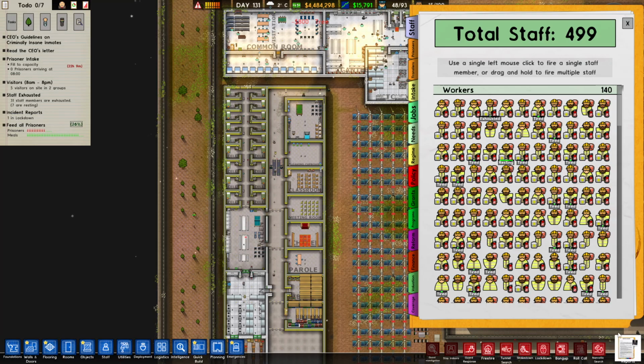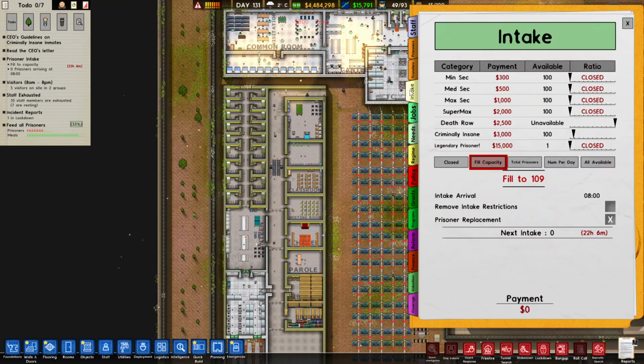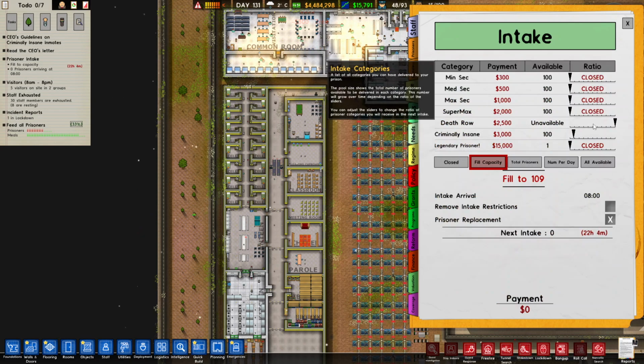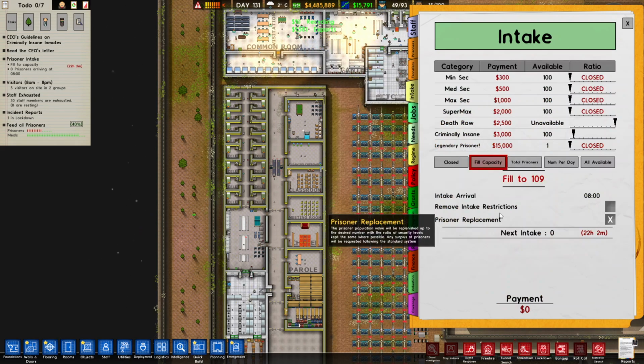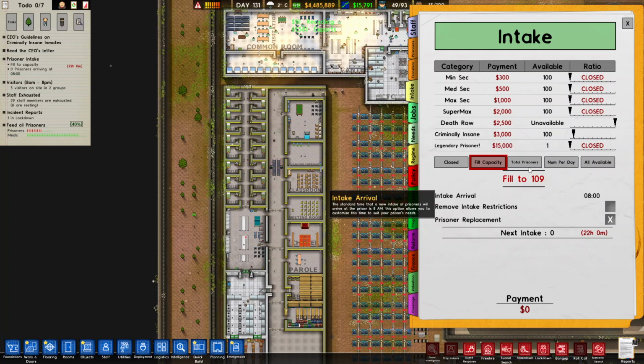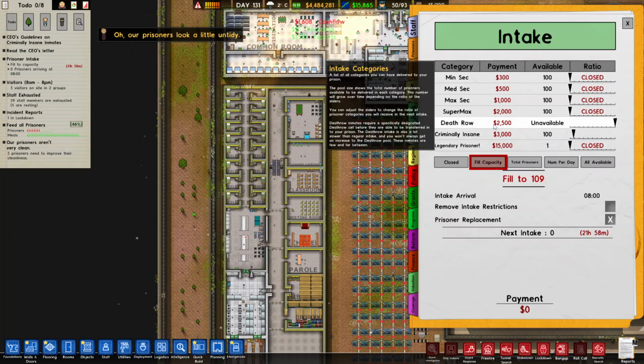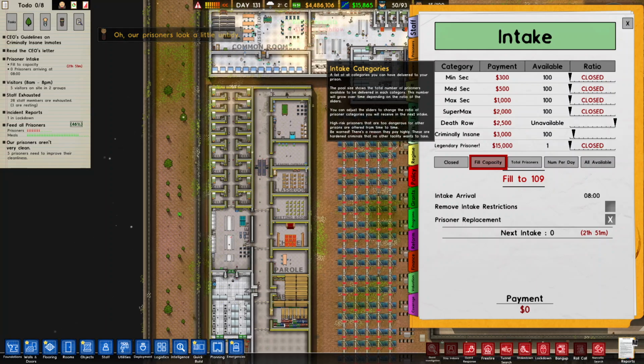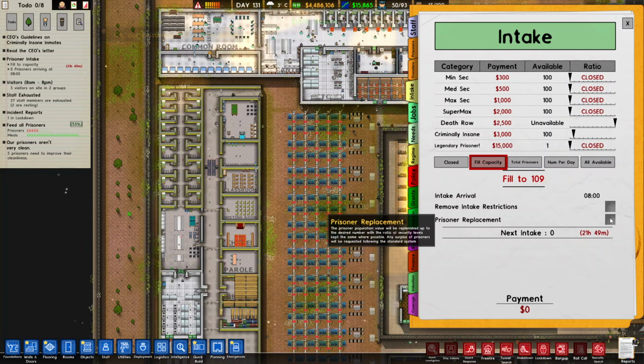So what we need to do is go to intake and say death row is open. Got to be a little bit careful not to bring in anyone but death row. You see, there's nobody available anyway, so having it open isn't a problem. That's not going to change anything, is it?